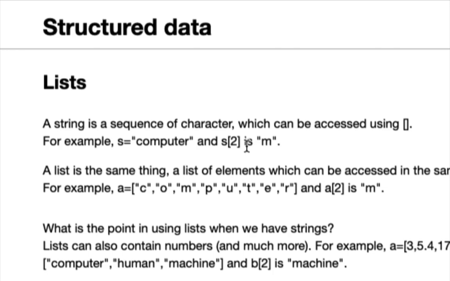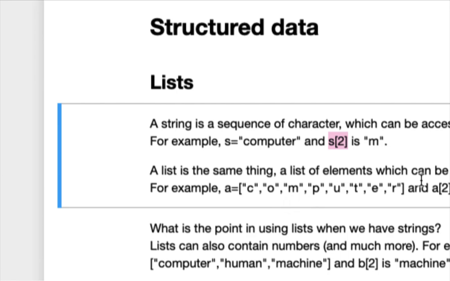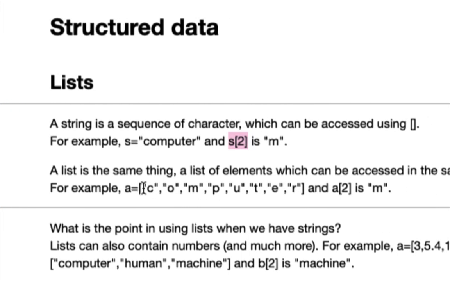We have a similar object, which is a list. A list is more or less the same thing as a string. It is a sequence, but while a string is a sequence of characters, a list is more general, it is a list of elements. It can contain really anything inside, so characters, but also other things, and can be accessed in exactly the same way. For example, look at this example. If I type a = ["c", "o", "m", "p", "u", "t", "e", "r"], it's not the same, but it's a similar object with respect to this one. You can, for example, ask what is a[2], so 0, 1, 2, the element in position 2 is an m.